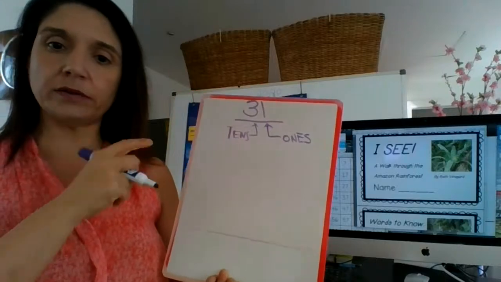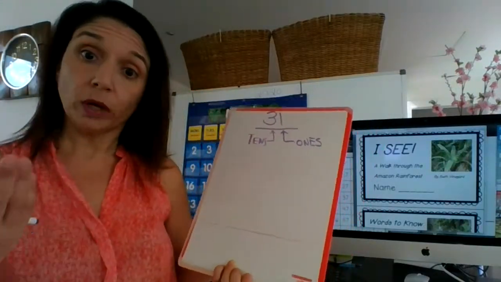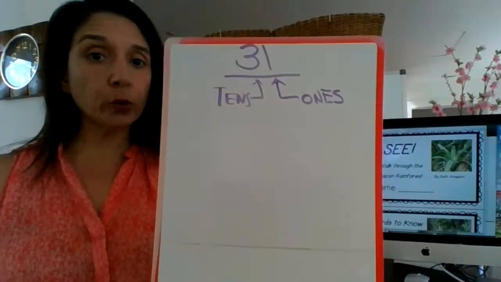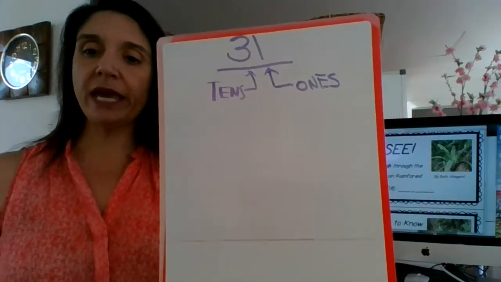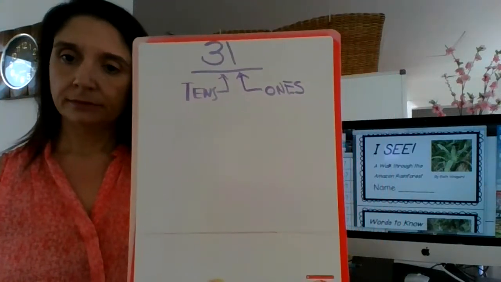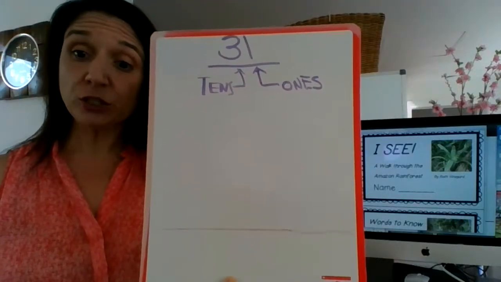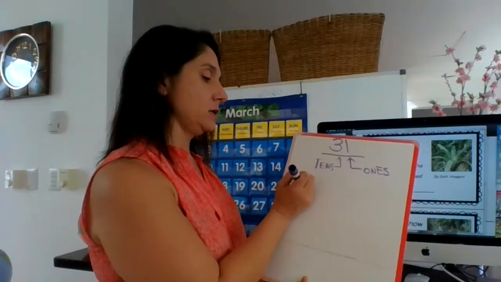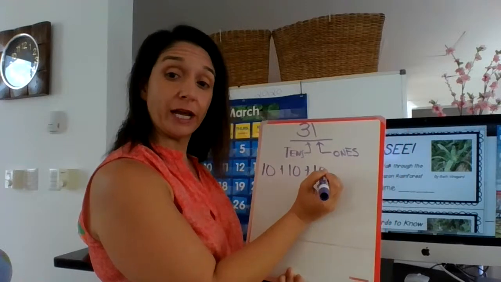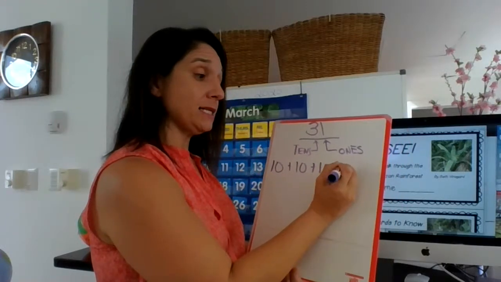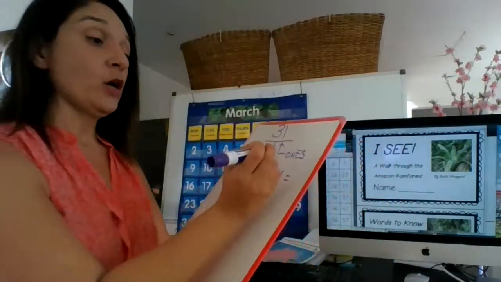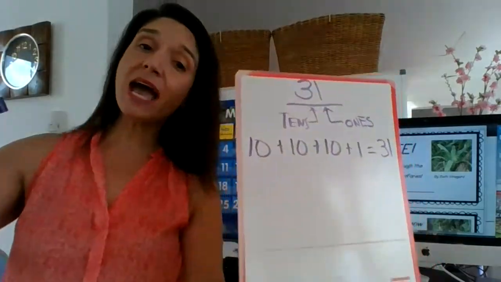Now, how many ones are there? One. And how many tens are there? Right, three. There are three tens. Okay, so who can give me a mathematical equation for the number 31? I'm going to do what I did yesterday, because if there's three tens, then I must be able to do 10 plus 10 plus 10, that was 30 yesterday, so 10 plus 10 plus 10, plus 1 equals 31. Yay, Miss Maggio.